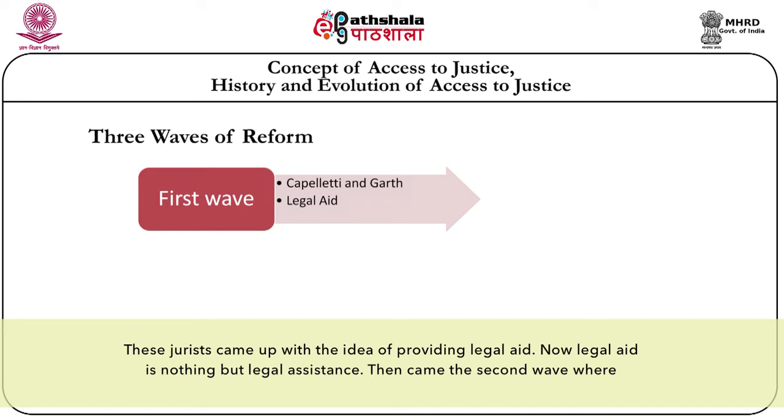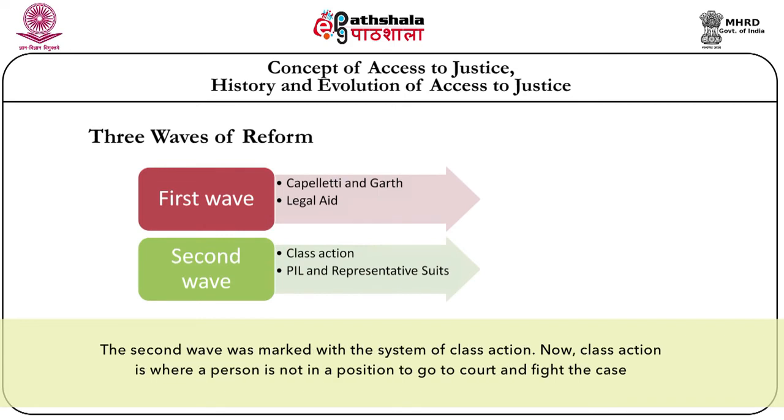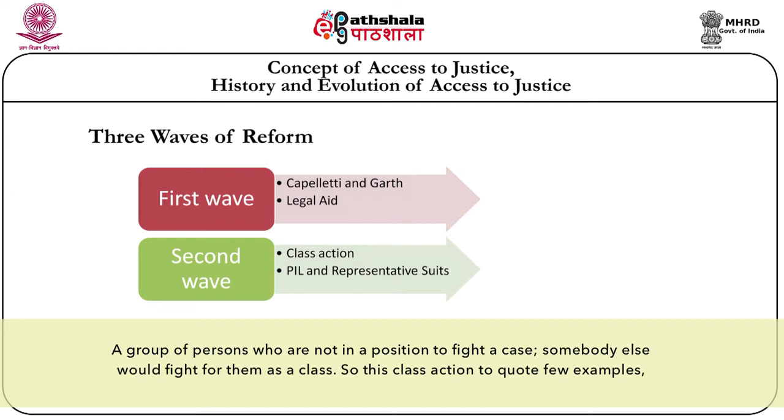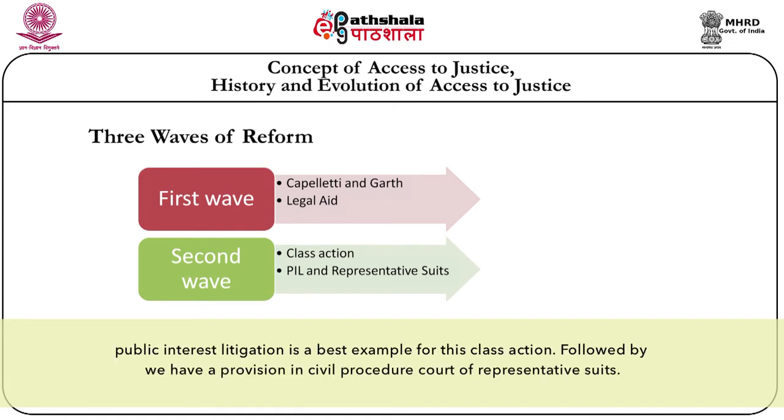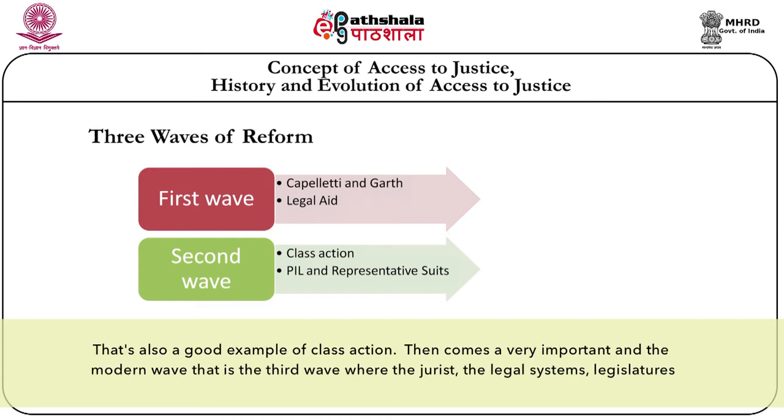Then came the second wave, which was marked with the system of class action. Now, class action is where a group of persons who are not in a position to go to court and fight a case, somebody else would fight for them as a class. To quote a few examples, public interest litigation is the best example of class action. Followed by that, we have a provision in the Civil Procedure Code for representative suits, which is also a good example of class action.